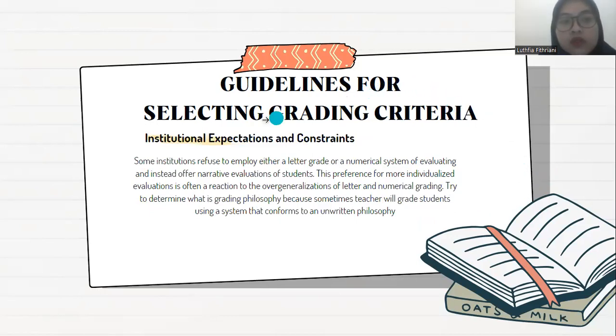Next, we will move to institutional expectations and constraints. Some institutions refuse to employ either a letter grade or a numerical system of evaluating and instead offer narrative evaluation of students. This preference for more individualized evaluation is often a reaction to the overgeneralization of letter and numerical grading.